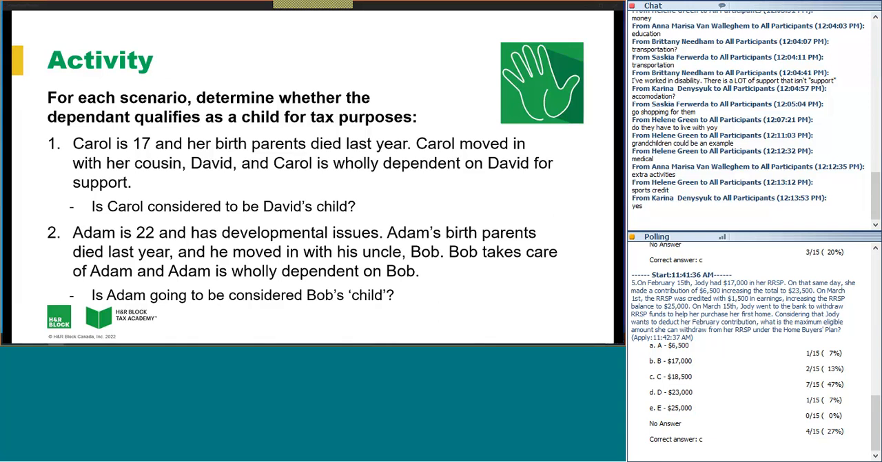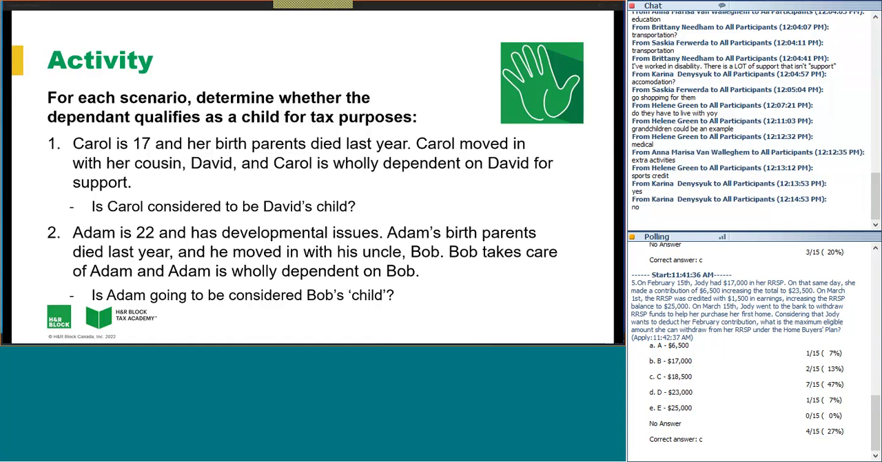Okay. Adam is 22 and has developmental issues. Adam's birth parents died last year, and he moved in with his uncle, Bob. Bob takes care of Adam, and Adam is wholly dependent on Bob. Will Adam be considered Bob's child? Give me a green check mark if you think the answer is yes. Give me a red X if you think the answer is no. And this I expected. I see a little bit more.